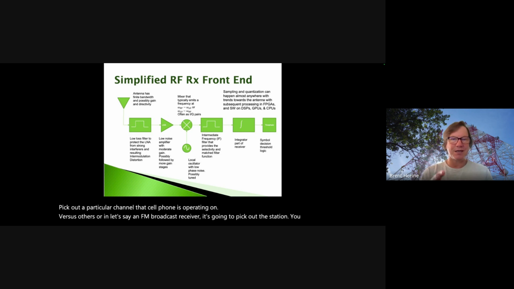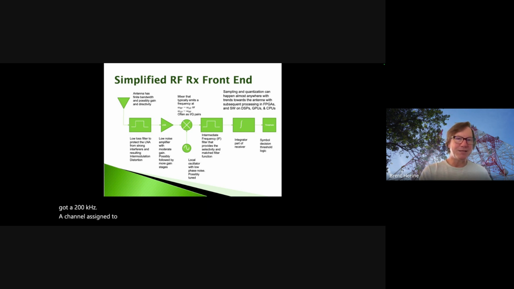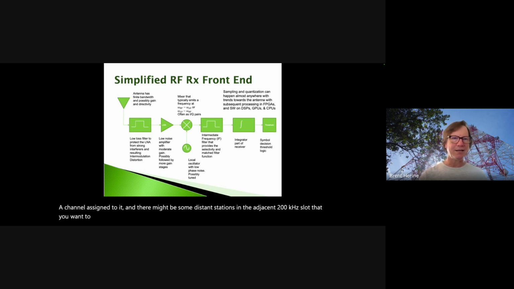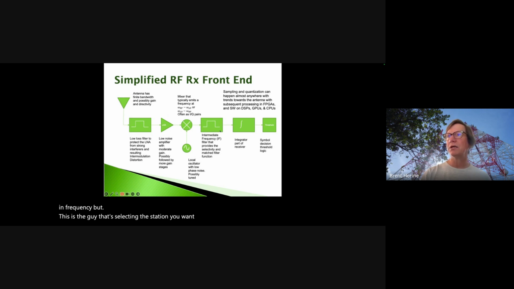It's got a 200 kilohertz channel assigned to it, and there might be some distant stations in the adjacent 200 kilohertz slot that you want to get rid of, and then there might be some more close by ones that are kind of near. Also, we try to allocate things so that in a particular area you don't have stations right next to each other in frequency. But this is the guy that's selecting the station you want in here and rejecting all the others, right? And then we've got this.